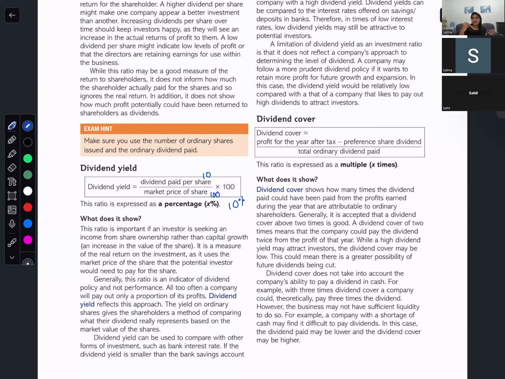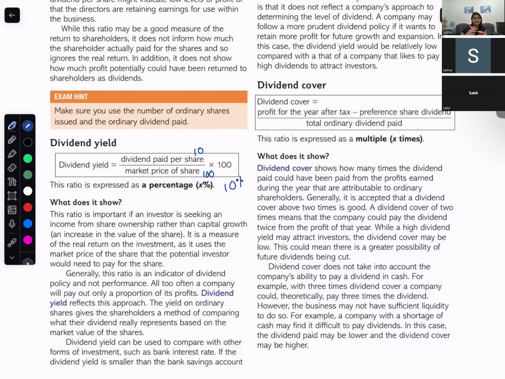He says, if I'm putting 100, am I going to get 10% back? If he gets 10% back, he is happy. If your shareholder is looking at the money that he is going to get back on the amount invested, he will look at the dividend yield ratio. It is expressed as a percentage. So the dividend yield ratio is dividend per share divided by the market price per share, multiplied by 100.